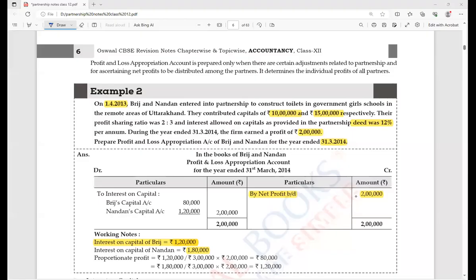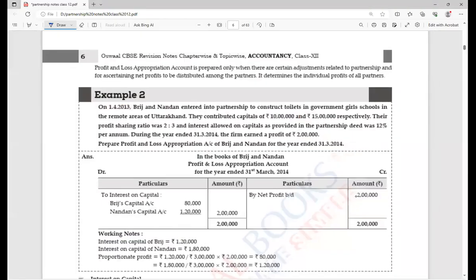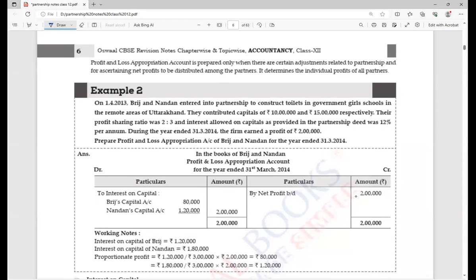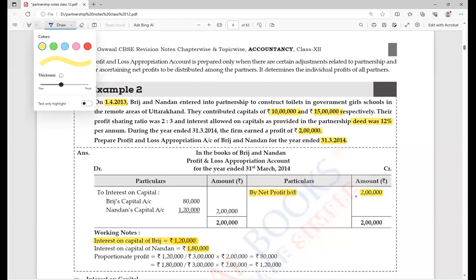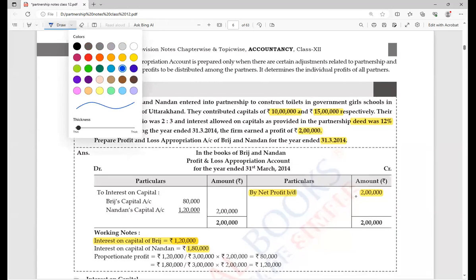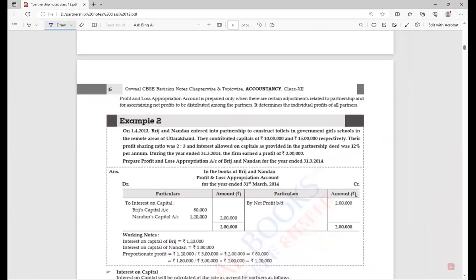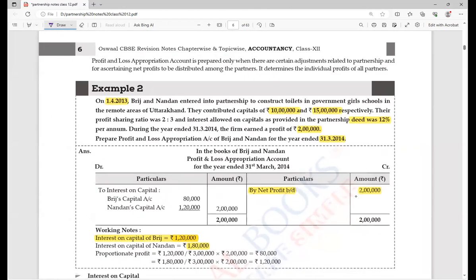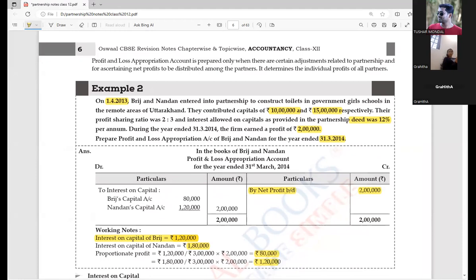So now we are going to see how I have done this. See here, 80,000 for one, and for the other 1 lakh 20,000. I hope that is clear.